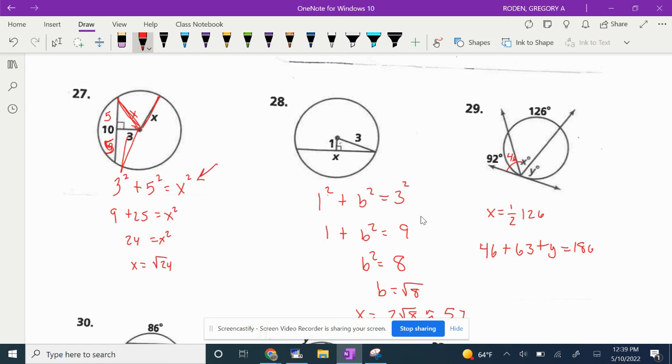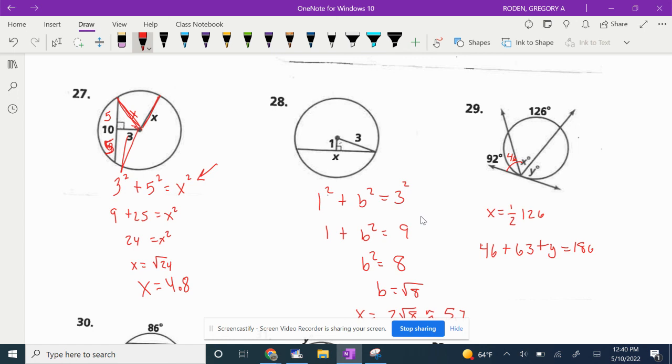So I have 3 squared plus 5 squared equals x squared, so what do we have? 9 plus 25 equals x squared. 9 plus 25 is 34. x equals the square root of 34. And then the square root of 34 is approximately 5.8, something like that, right? All right.